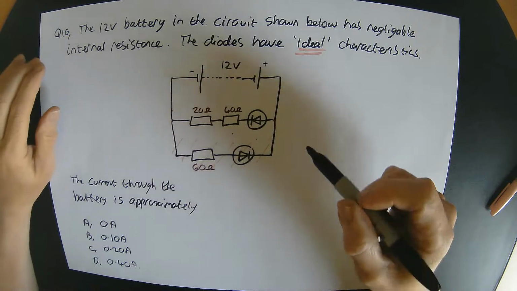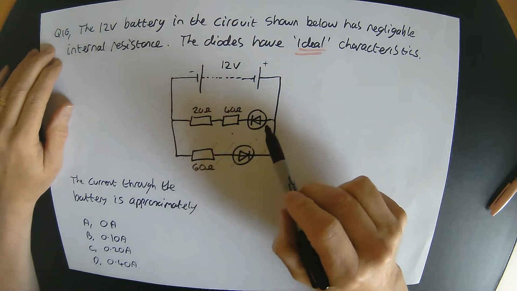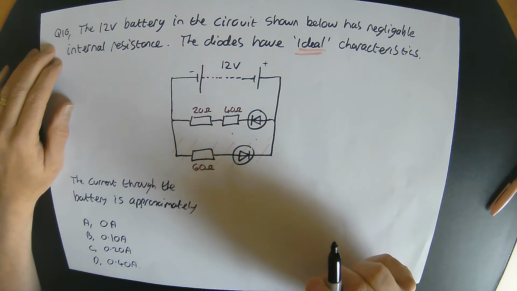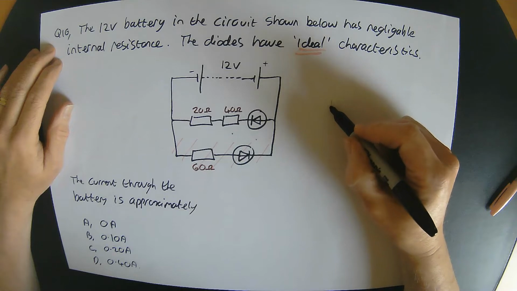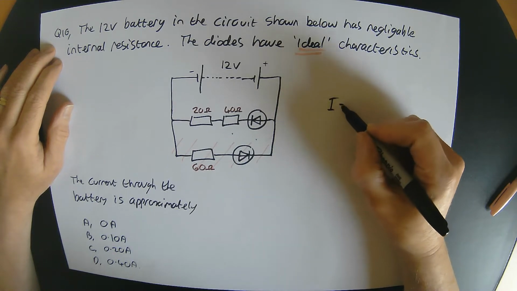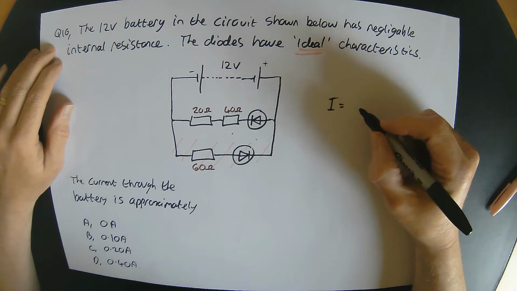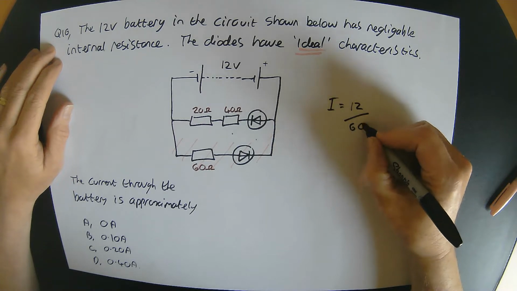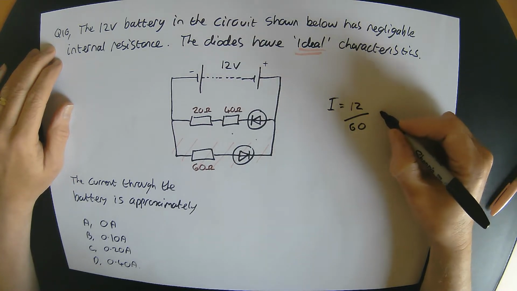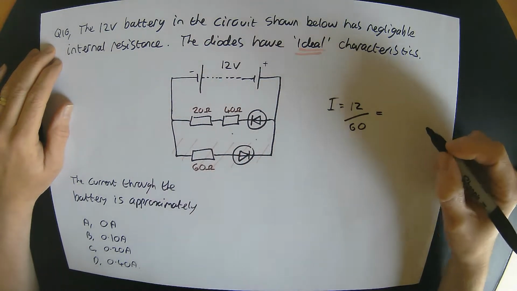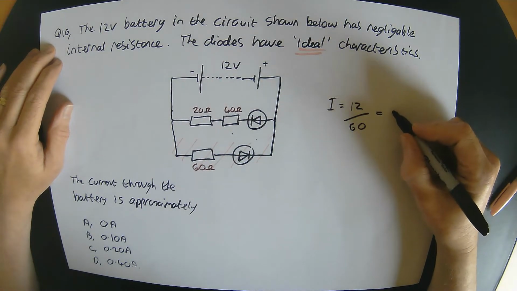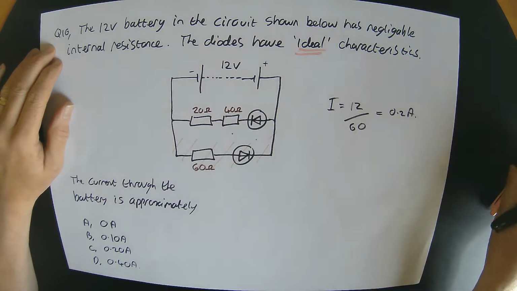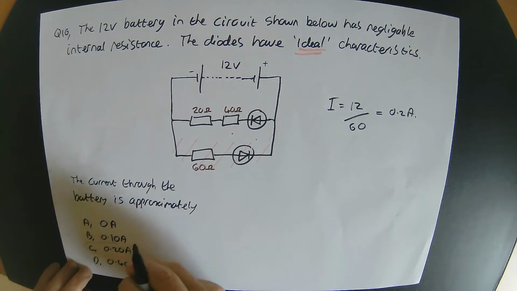And that means that the potential difference across all of this, forget about the 0.6, is going to be 12 volts. And so we have a simple calculation. We have I is equal to V over R, 12 over 2 resistors in series, 60, and 12 over 60 plus 0 through here is equal to 2 over 10, or 0.2 amps. And 0.2 amps is answer C.